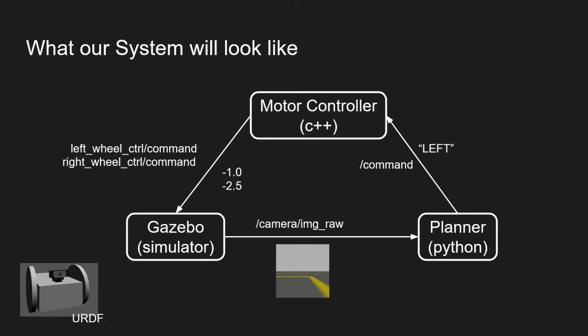And so you can see how this process repeats itself because the robot will move to a new position. It'll send a new picture to the planner. The planner will evaluate the picture again and adjust its course. It'll send maybe another left command. Maybe it'll send a go command. But it just keeps repeating in a loop, going in a circle, from Gazebo to the planner to the motor controller, back to Gazebo.